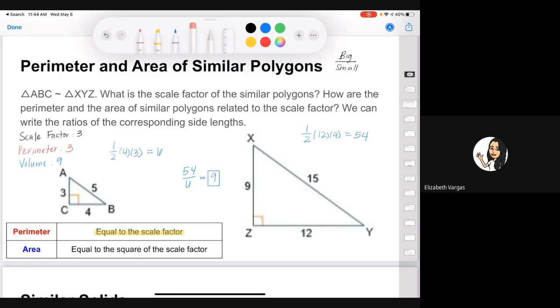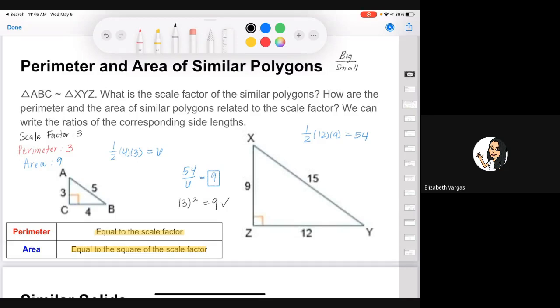Or not my volume, my area. Sorry, I'm looking for my area. That was the area equation. So yes, area. My area increases by a factor of 9. So what this tells me is that my area scale factor is going to be equal to the square of the scale factor. What this is saying is our scale factor is 3. We square it, and that is equal to 9, right?